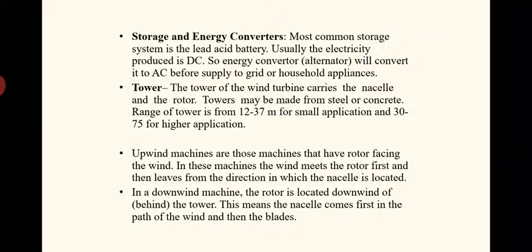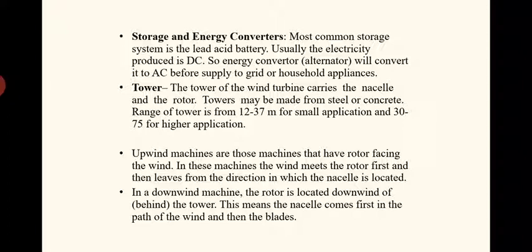Okay, so the next component is the tower. The tower of the wind turbine carries the nacelle and rotor. Towers may be made from steel or concrete. Usually steel is most commonly used. The range of the tower is from 12 to 37 meters for small applications and 30 to 75 meters for high power applications. For high power production the height of the tower will be around 75 meters. That is a huge massive structure. You cannot even imagine how huge that structure is.